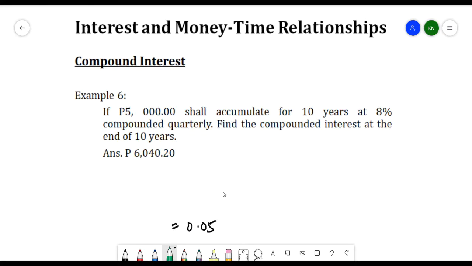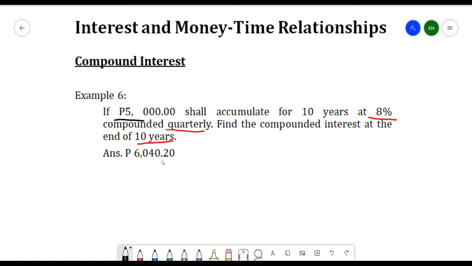Okay, last example we have here. If 5,000 shall accumulate for 10 years at 8% compounded quarterly, find the compound interest at the end of 10 years. So how can we find the interest after 10 years? In order for us to solve this kind of problem, we just have to write down again what is given so that we'll know what is still missing or what we need to solve for this problem.